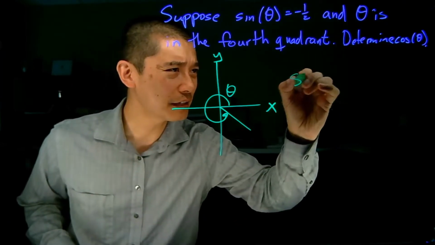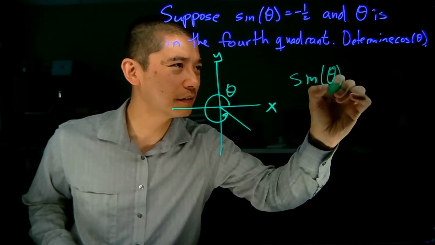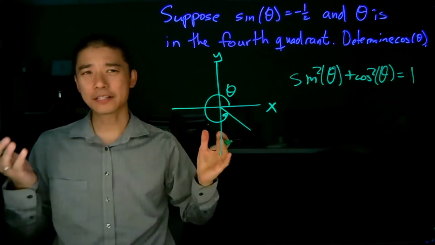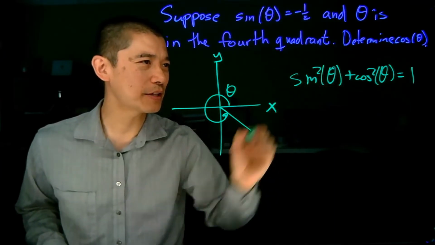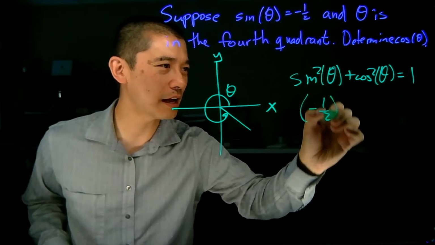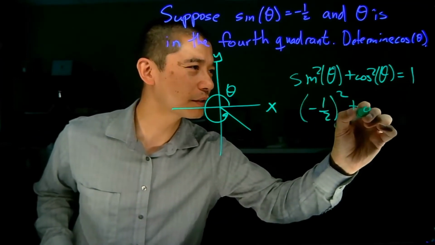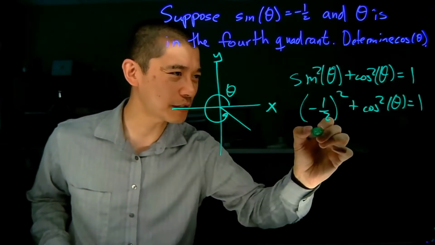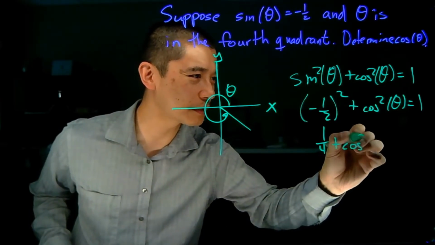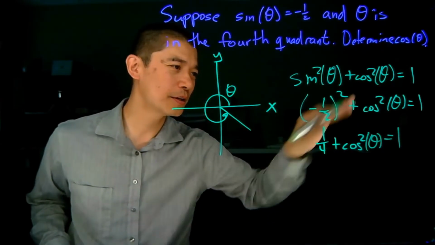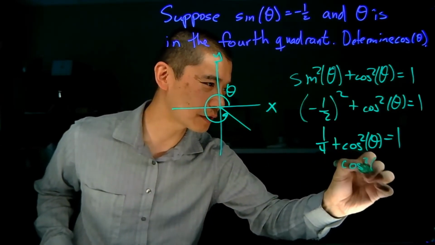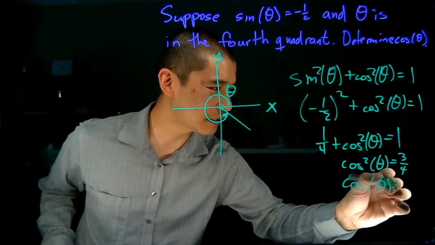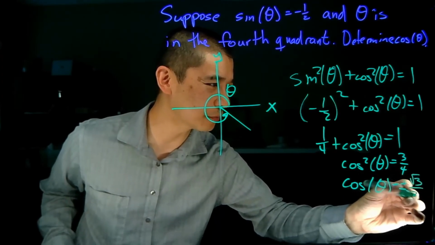Okay, so sine of theta is equal to -1/2, and we have sine squared theta plus cosine squared theta is equal to 1. Then it seems like we should just be able to plug this in. So sine of theta is -1/2, squared, plus cosine squared theta is equal to 1. Square that out, negative squared is positive, so 1/4 plus cosine squared theta is equal to 1. Subtract 1/4, we get cosine squared theta is 3/4. Take the square root of both sides. Cosine theta is equal to plus or minus the square root of 3 over 2.